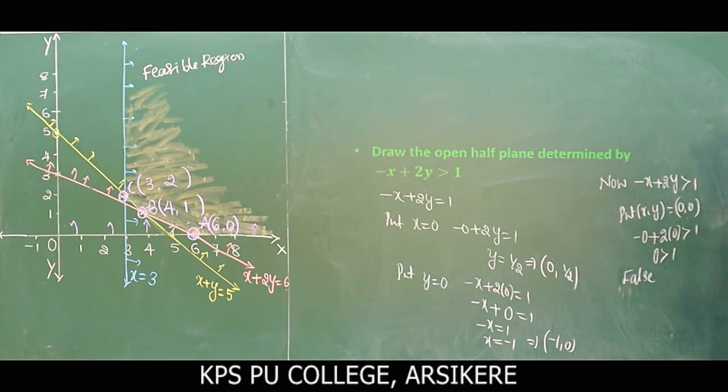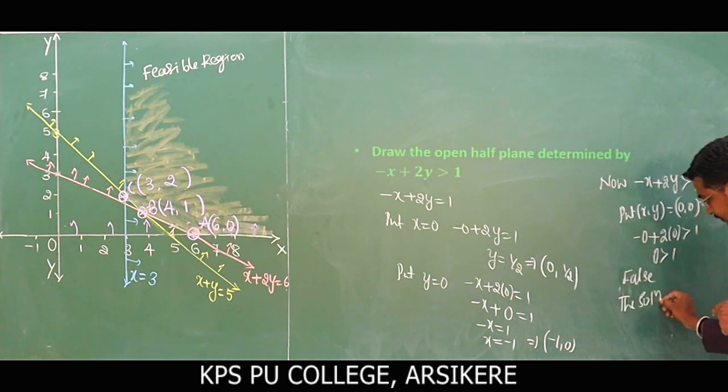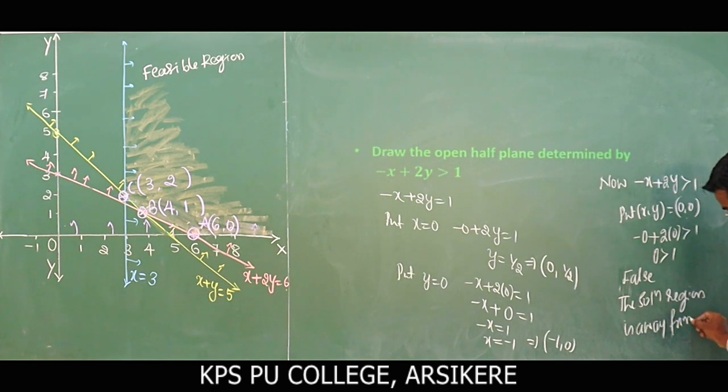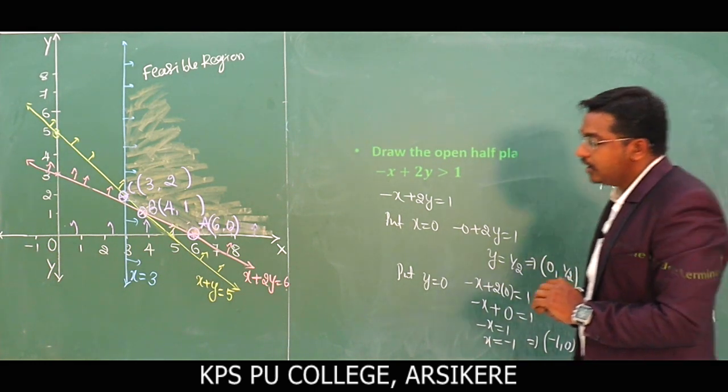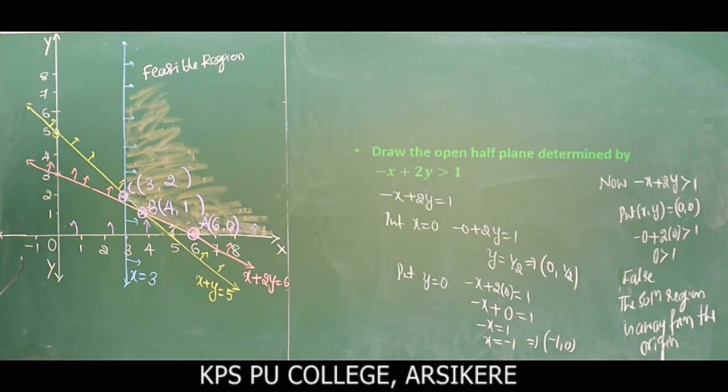Okay. So once it is false, the solution region is away from the origin. The solution region is away from the origin. Is it clear? Okay. Next, we need to draw the corresponding open half plane for the inequality minus x plus 2y greater than 1.